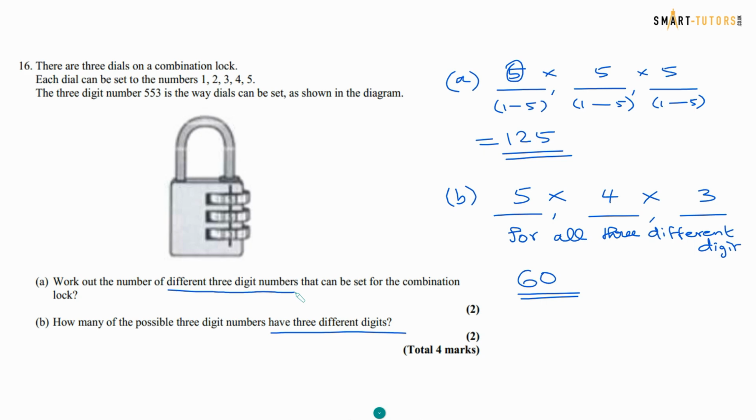Then again the same thing, the third number is going to be a totally different number, which means it's going to be 3 combinations. So if you multiply everything together, it's going to be 60 combinations for the B part. So 60 totally different digit numbers. One number cannot be repeated 3 times or even 2 times. There are 60 total different numbers.